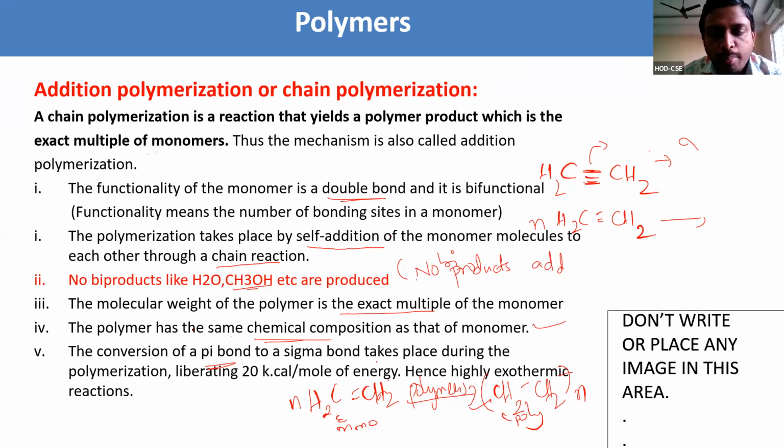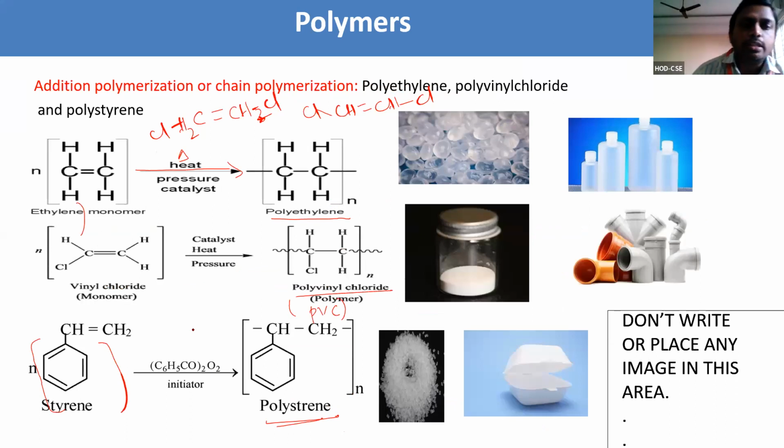Exothermic means that during the conversion of pi bond to sigma bond, energy is released, about 20 kilocalories per mole. So we call it an exothermic reaction. Examples of addition polymerization are polyethylene, polyvinyl chloride, polystyrene, etc. Here we prepare polyethylene from ethylene.